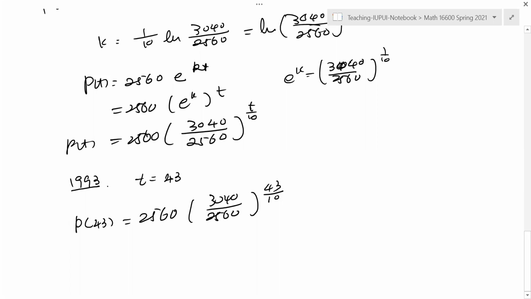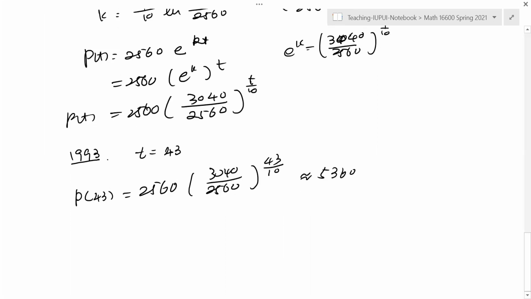Now, it depends on whether you're a scientific calculator user, you can estimate that. And this is going to be 5,360, pretty scary, double, right? All right, so 5,360. Then you look at the data in the history, it's almost like this number. So that means our prediction is correct, okay?